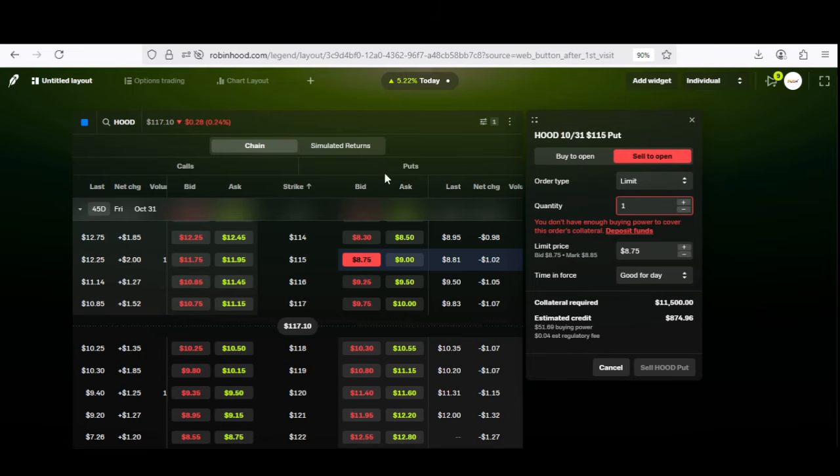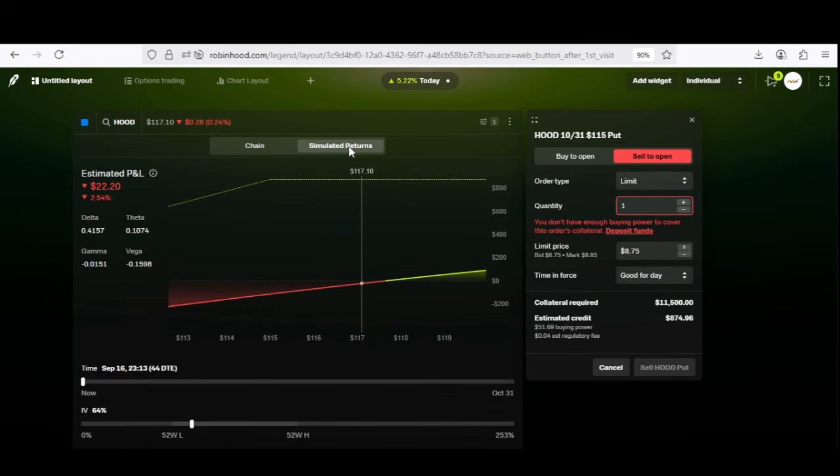Now what we're going to do, we're going to go ahead and open up the simulated returns to the top here. Now it's highlighted. I can actually go ahead and use it. And what you're going to do, you could start from the bottom or you could start from all the way to the right. Let's start from the center. So here shows you the current share price of Robinhood. As you can see to the top, 117.66.